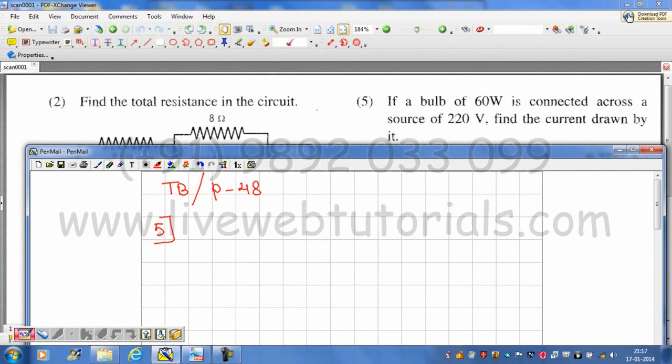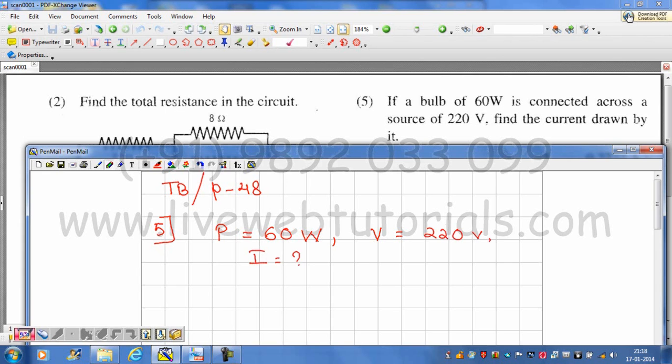Now, sum number 5. If a bulb of 60 watts is connected across a source of 220 volts, find the current drawn by it. Okay, now what is given over here is power is 60 watts. The voltage that is given over here is 220 volts. What we are supposed to find over here is the current, that is I.